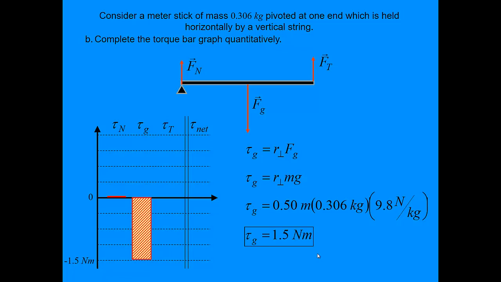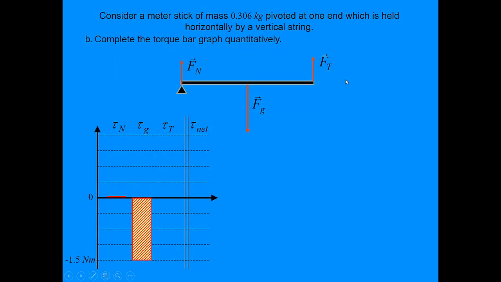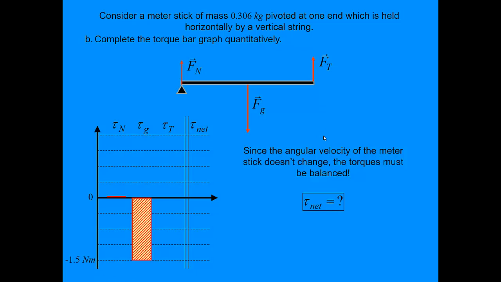Now what about the torque due to the tension? Well, we can't just calculate it right now, because while we can figure out the lever arm for the force of tension, we don't know how big the force of tension is. But perhaps we can get it from context. So let's go to the net torque. What's the net torque acting on this thing? Well, notice it's not moving. Since it's not moving, it's got a constant velocity. Since it's got a constant velocity, and it sure looks like the lab, the torques must be balanced. And if the torques are balanced, that means that the net torque, this is tau here, has to be 0.